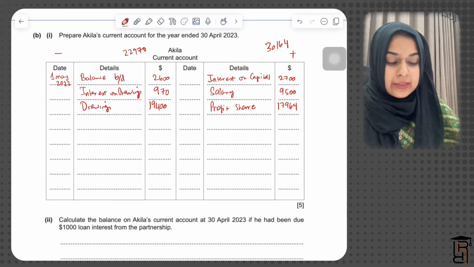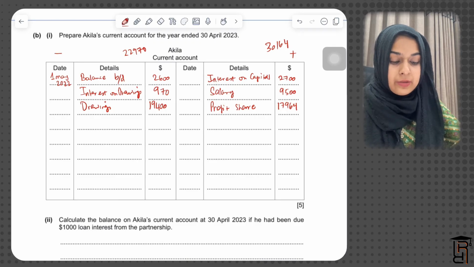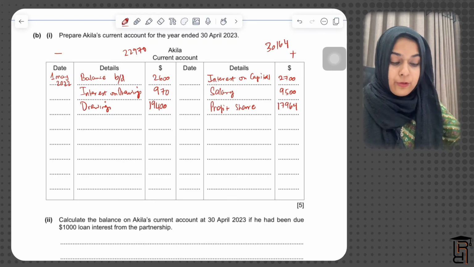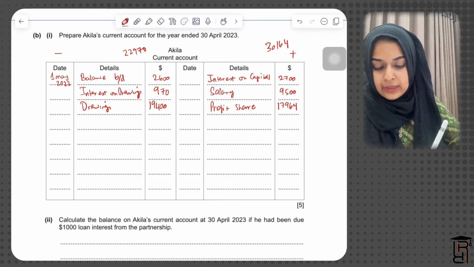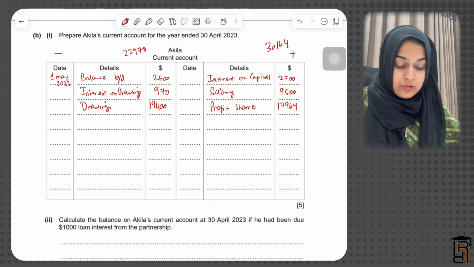And the interest on capital, salary and profit share were calculated on 30th April when we made the appropriation account. So I write here 30th April 2023 as the date for all these, and here also 30th April 2023. So that's it for this current account.